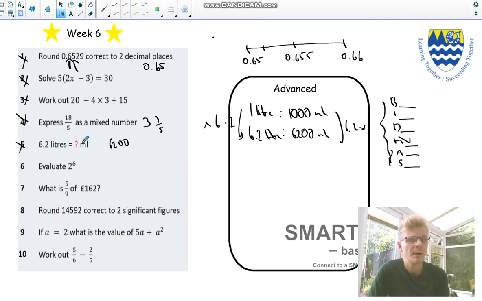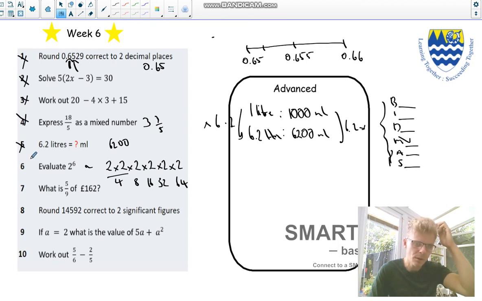Okay, evaluate 2 to the power of 6. We've looked at this, but let's write it out anyway, because if we've got it wrong, that might be our interpretation of what this means. So it just means multiply, it's the quick way of writing, multiply 2 by itself 6 times. So I've got 2 times 2, so that's 4, times 2 again, so we're doubling, that's 8, times 2 again is 16, times 2 again is 32, and then times 2 again gets you to 64. So that's our answer for 2 to the power of 6.